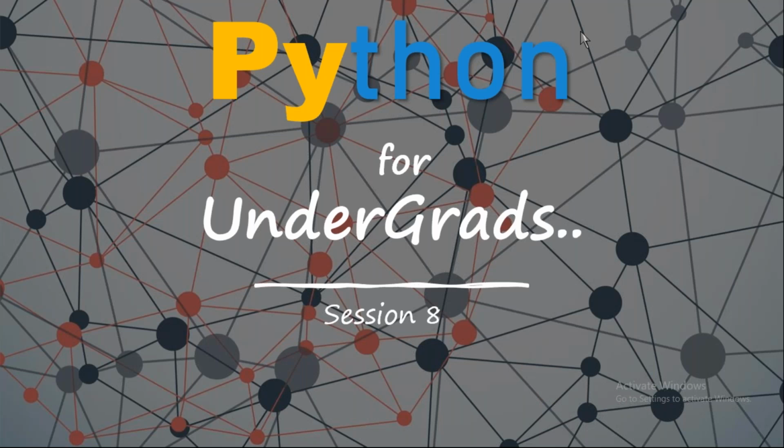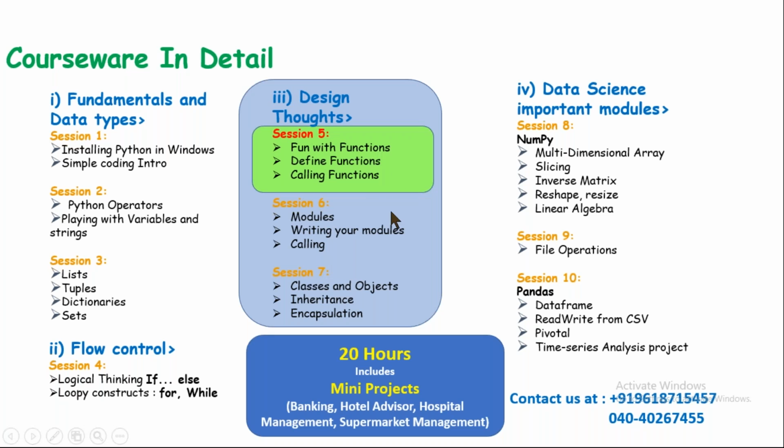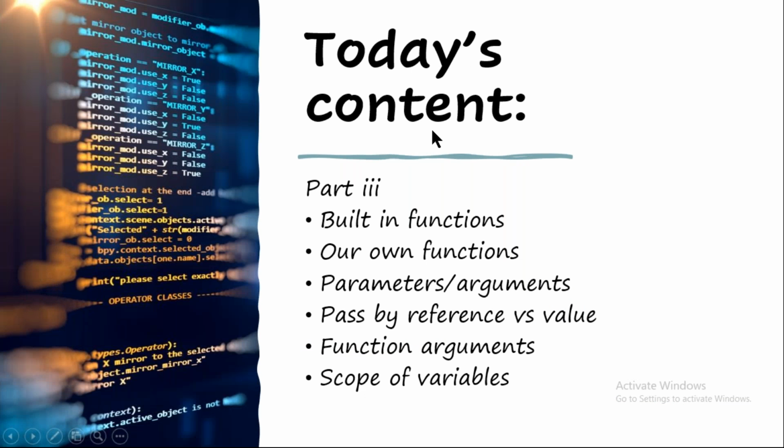Let me go over here. So let's start our 8th session of Python for undergraduates. In this session, we're going to go to part 3 of our course. This is design thoughts. In part 3, we're going to discuss functions. First we'll discuss built-in functions. Then we'll create our own functions. After that, we'll discuss what parameters and arguments are. Then we'll see the difference between pass by reference and pass by value. Then let's see the different types of arguments. And lastly, we'll see the scope of variables.